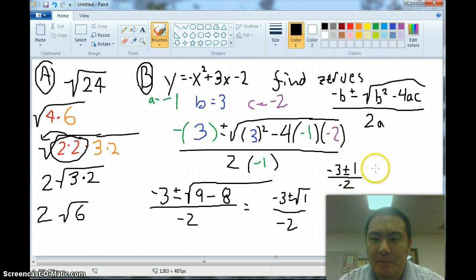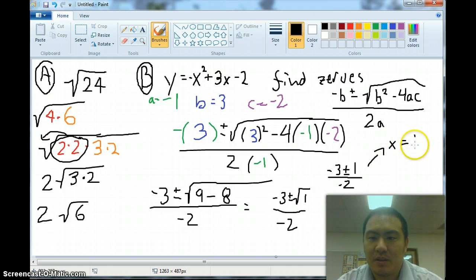That gives me that I can either have -3 plus 1, that's -2. -2 divided by -2 is going to be +1. There's your first 0. And the other one, -3 minus 1, that's going to be -4. -4 divided by -2 is going to be +2. So here are your 2 zeros.